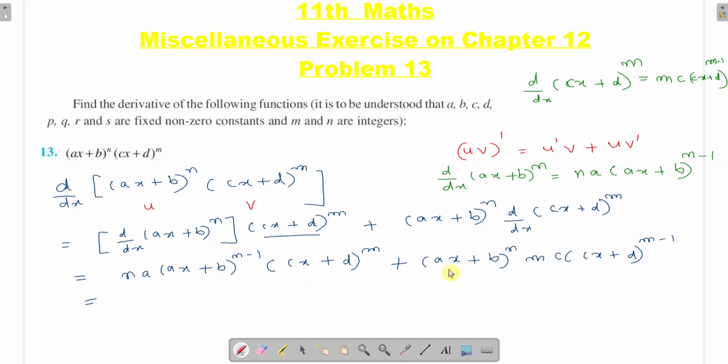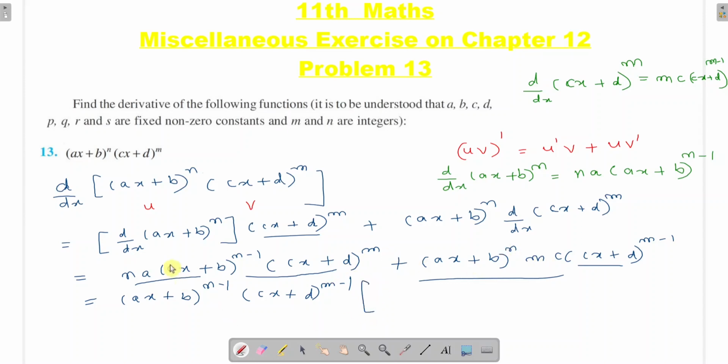So we can take (ax plus b)^(n minus 1) common here, and also we can take (cx plus d)^(m minus 1) common. So what we have done is taken (ax plus b)^(n minus 1) from both the terms, and (cx plus d)^(m minus 1) from both the terms.